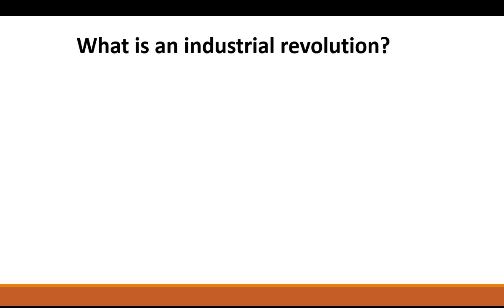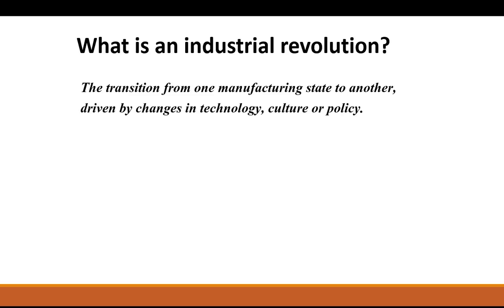So before we go into Industry 4.0, which is just talking about the fourth industrial revolution, let's give an overall definition of what an industrial revolution is. So what is an industrial revolution? It's the transition from one manufacturing state to another, and it's driven by changes in technology, culture, and policy. And that's key here: technology, culture, and policy.